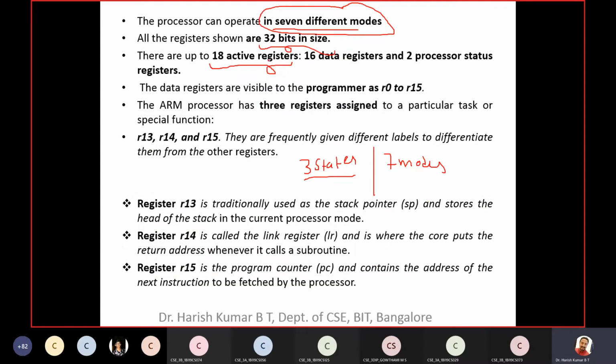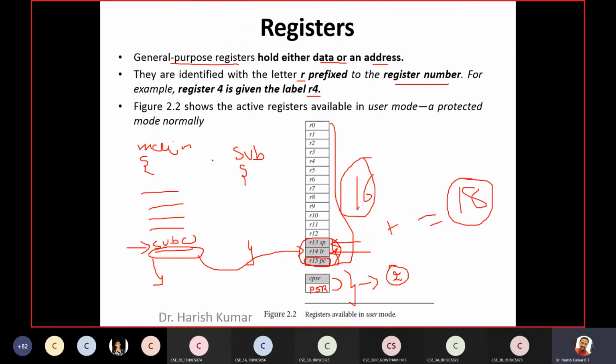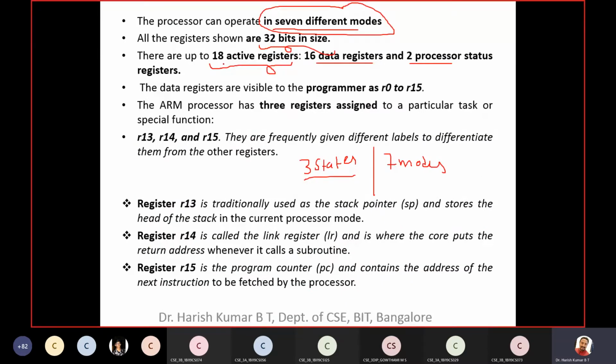Among these 18 active registers, 16 are data registers or address registers. You can store either data or address because they're general purpose, and 2 are processor status registers. What are they? CPSR and SPSR are the processor status registers. Now, the visible registers to the programmer are R0 to R15. That means you can use the R0 to R15 registers as a programmer. You can use them.